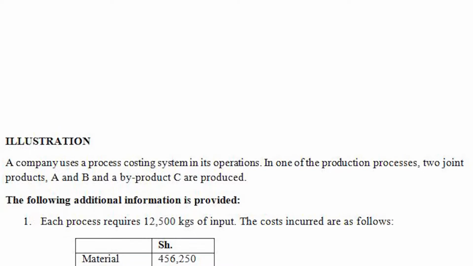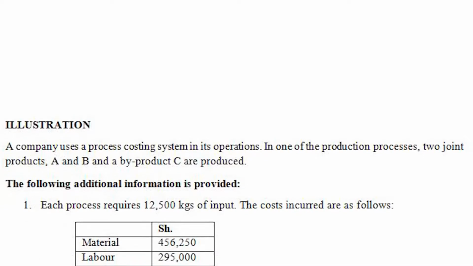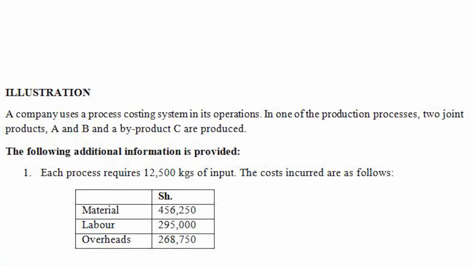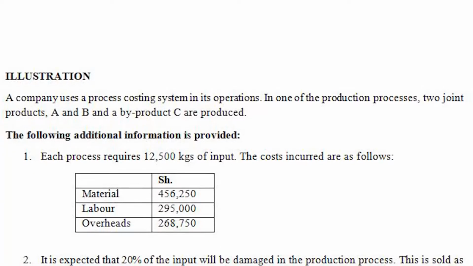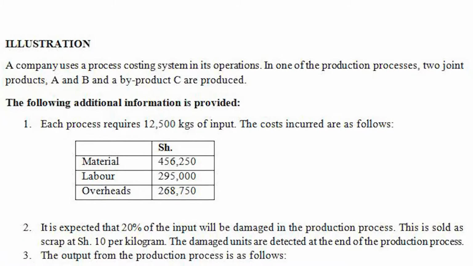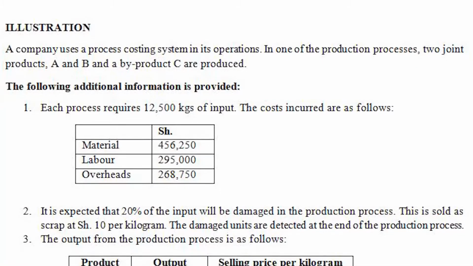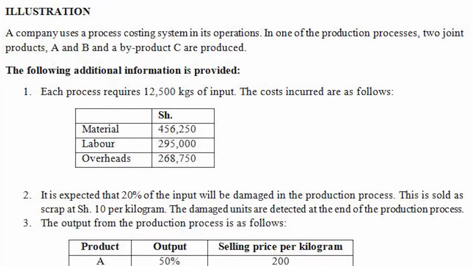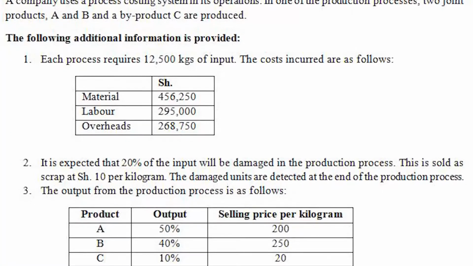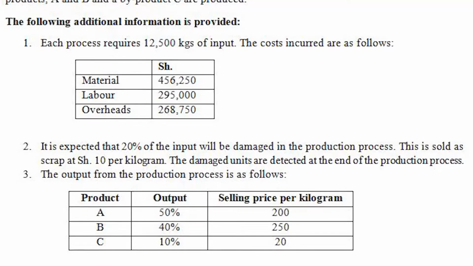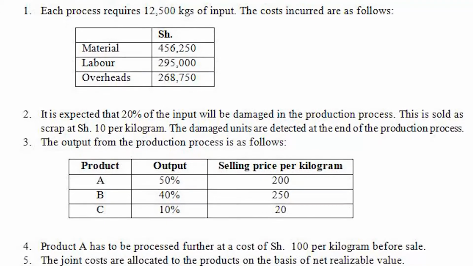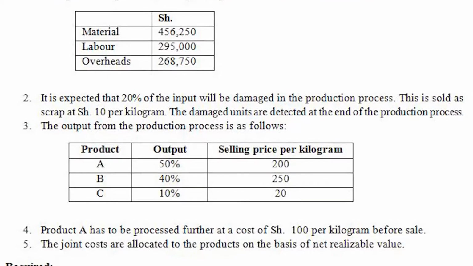1. Each process requires 12,500 kilograms of input. The costs incurred are materials 456,250 shillings, labor 295,000, overheads 268,750. Number 2, it is expected that 20% of the input will be damaged in the production process. This is sold as scrap at shillings 10 per kilogram. The damaged units are detected at the end of the production process.